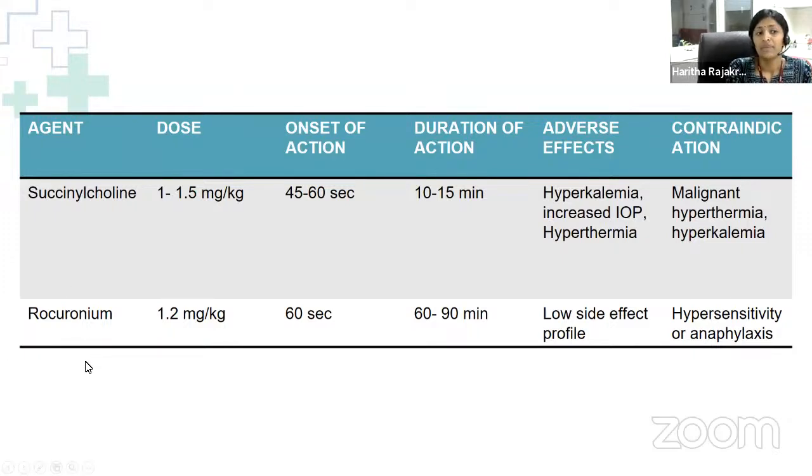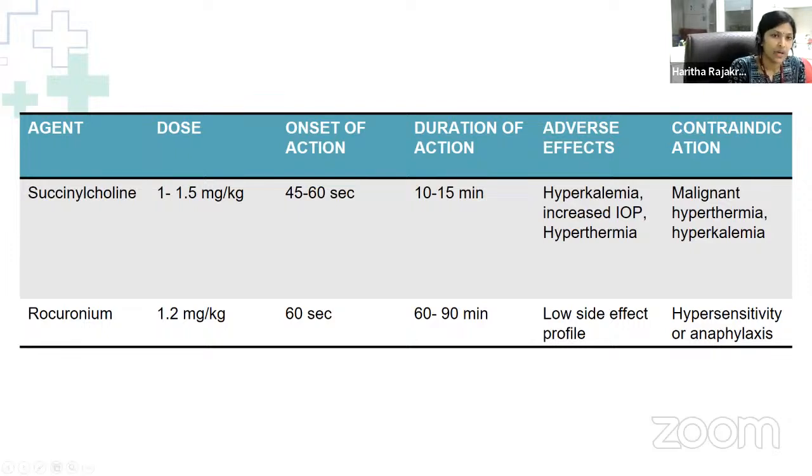Second, the non-depolarizing agent which we commonly use in our hospital is rocuronium. The rocuronium dose is 1.2 mg per kg. Onset is similar, 60 seconds, but the duration of action is longer, around 60 to 90 minutes. Here you can see that succinylcholine had only a short duration of action, 10 to 15 minutes, but rocuronium has a prolonged duration of action. As for adverse effects, it has a lower side effect profile and is therefore better tolerated among patients as well. Contraindications are basically hypersensitivity or anaphylaxis.